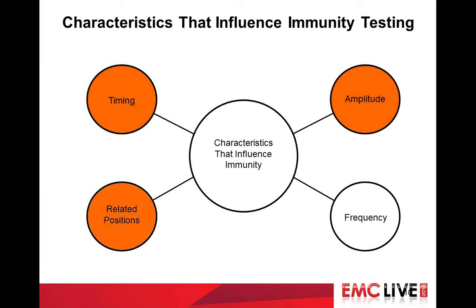Related position. If an EUT is susceptible along a particular axis, then the field generating antenna should be aligned with the axis during the test. It's not a big problem when the test is performed in an ordinary metal box enclosure, but it is in an anechoic chamber. Frequency. We'll talk about that on the next slide.